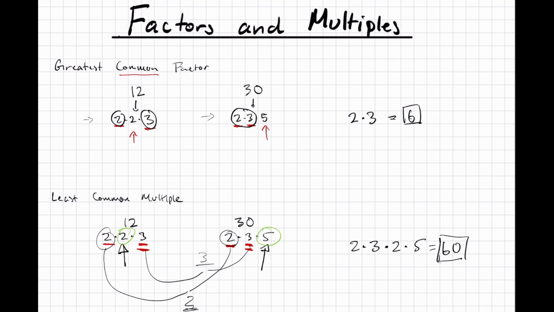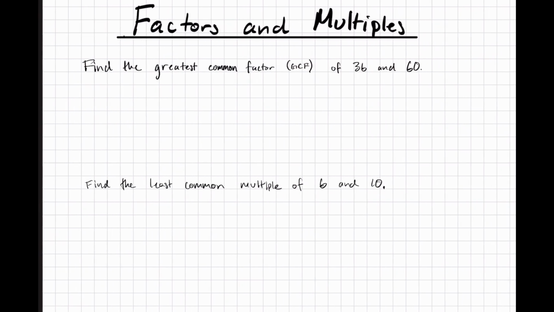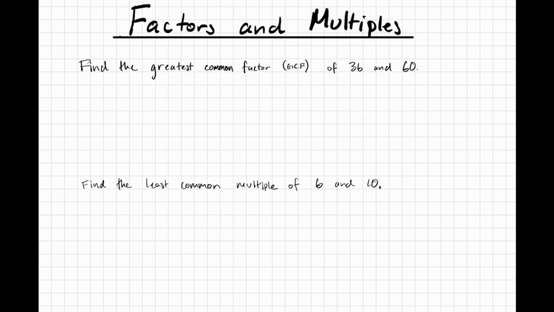Okay, so let's do a practice question together, shall we? Factors and multiples. Here's our first question. Find the greatest common factor, the GCF, of 36 and 60. Pause the video if you want to try both of these questions, and we're going to go over them. So let's go over them.